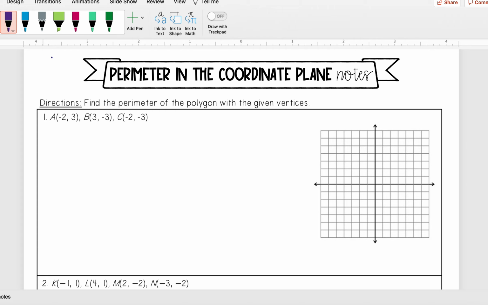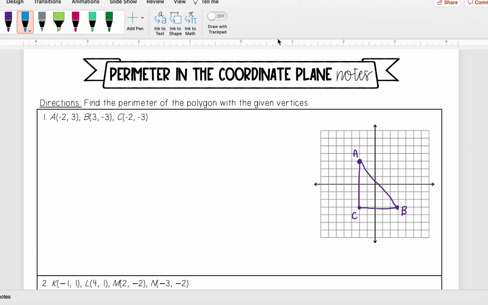So my first step is to go ahead and plot those vertices. So I have -2, 3, so left 2, up 3. And then I'm going to go ahead and label it, so that one is A. B is at 3, -3, so right 3 and then down 3. And then C is at -2, -3, so left 2 and then down 3. So I end up with this triangle here. And I want to find the perimeter of this triangle.